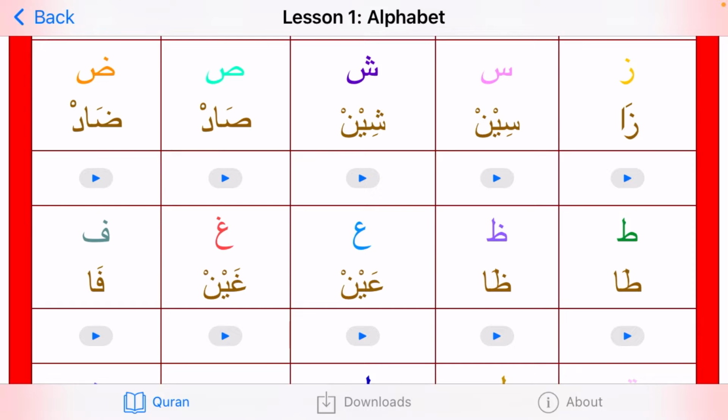On today's episode, we'll be taking another 5 letters. Inshallah ta'ala, we'll be looking at the difference between the letters and how they look.